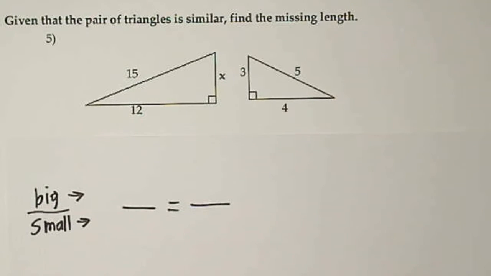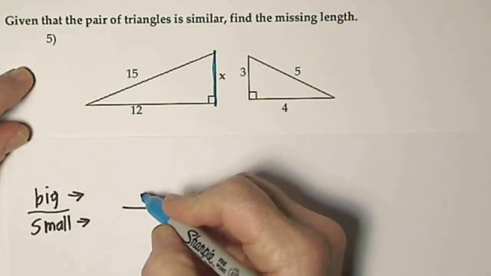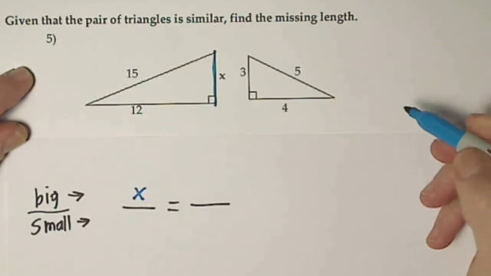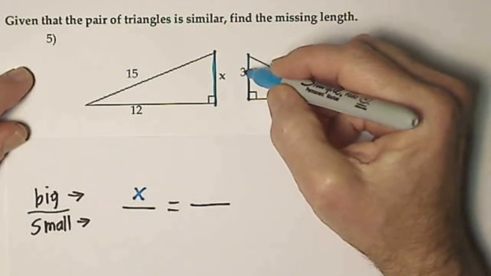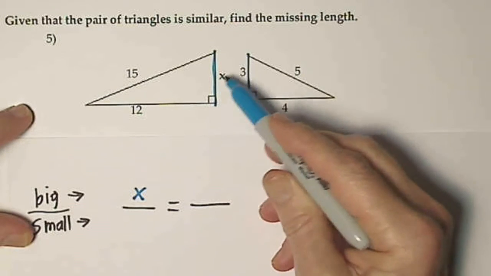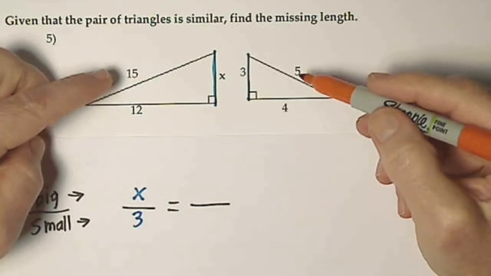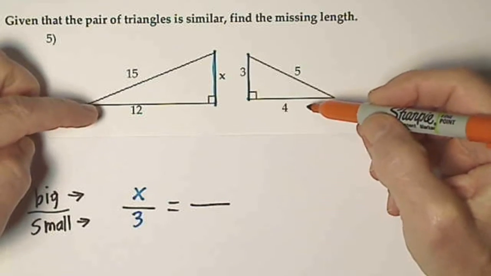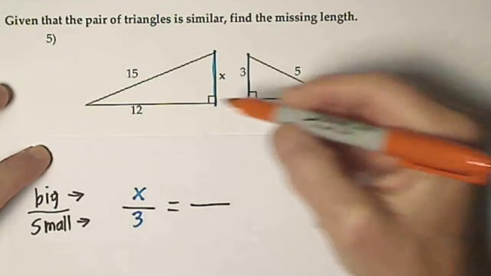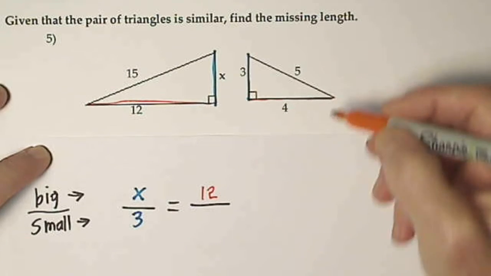And again, you have to be careful with the sides. The X definitely has to show up. So this is on the big, so this is going to go up top. This side here is X. The corresponding side on the small triangle is a 3. So I have big over small. So that's X over 3. And now I could pick the 2 bottoms or the 2 hypotenuse. It really doesn't matter. I'll pick the bottoms. So the big one, we've got a 12. And the small one, we've got a 4.